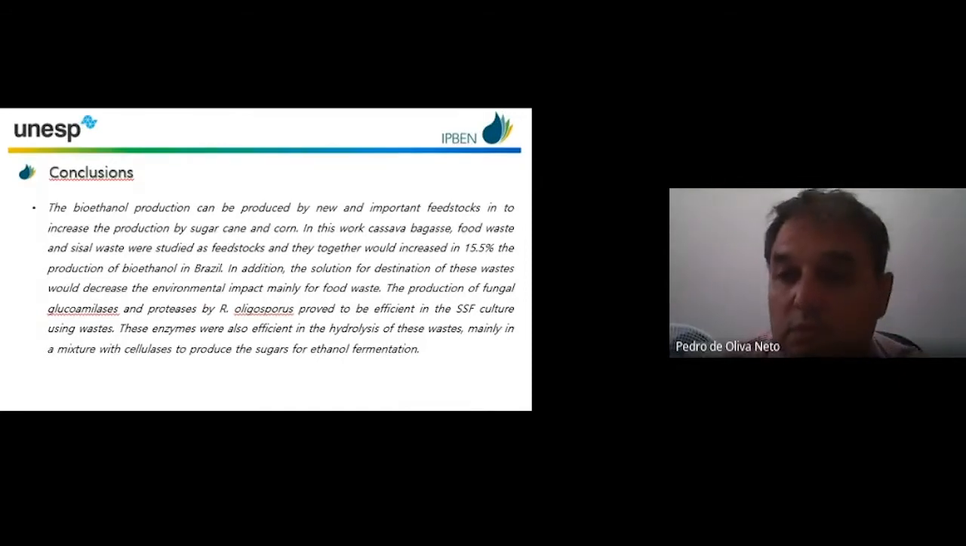We can produce ethanol from other feedstocks, considering good results with food waste, sisal waste, and cassava bagasse. And the use of our enzyme glucoamylase from Rhizopus oligosporus was very efficient, and we can use this enzyme in a scale up, considering our results.